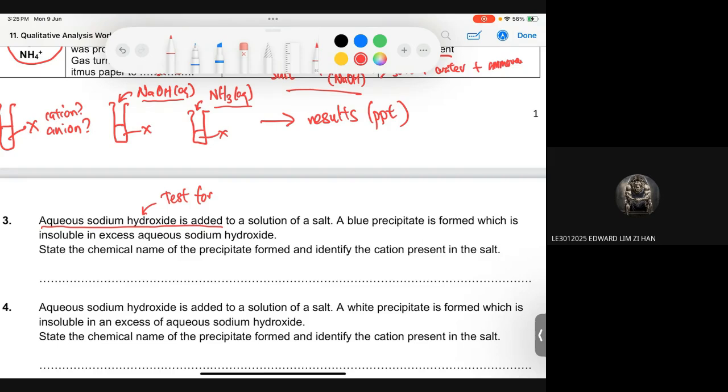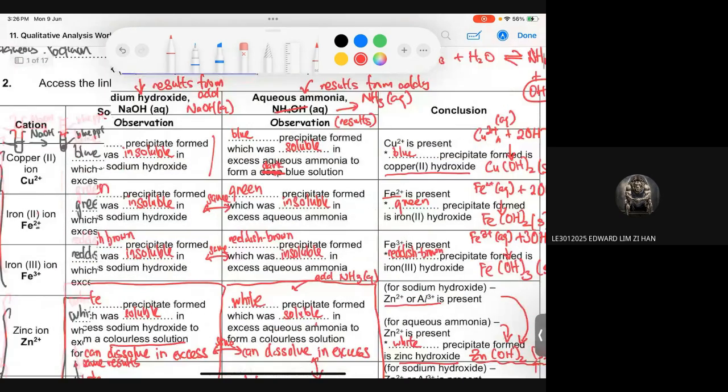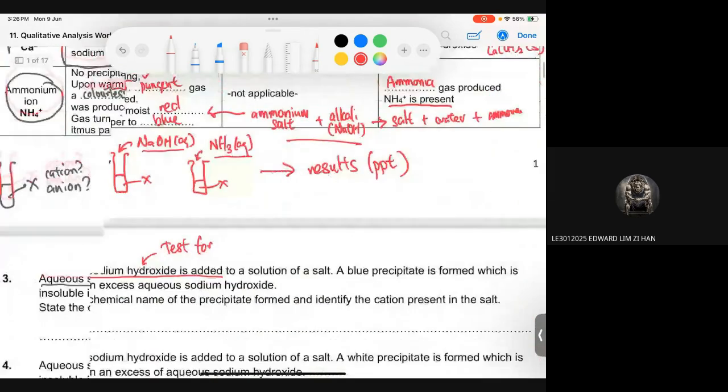Edward, come. Edward, since you thumbs up, come help me. Are we testing for copper? No, don't think of the specific one. If you add sodium hydroxide, you're not testing for copper specifically, right? You're testing for all of this, right? So what is all of this here called?